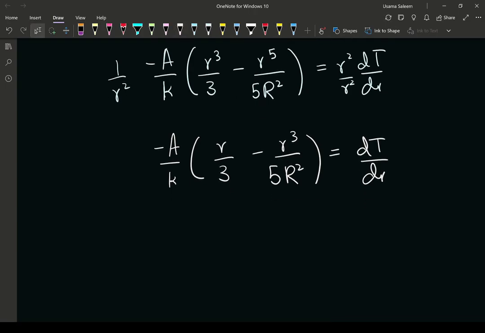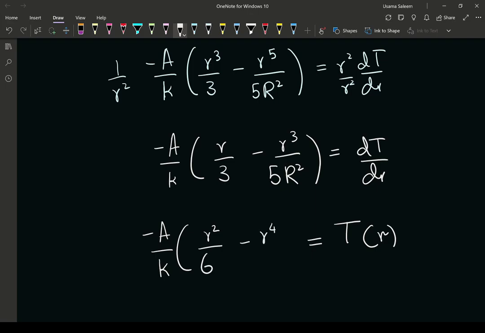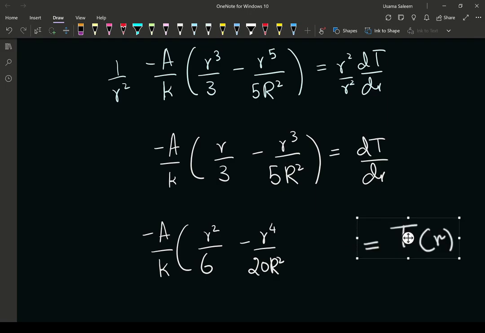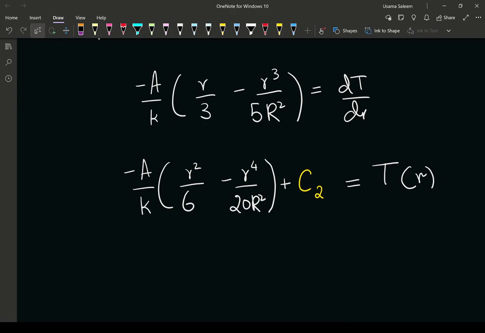So upon doing our last integration, on the right side we're going to get the temperature as a function of r equal to negative a over k times r squared divided by 6 minus r to the power 4 divided by 20r squared. And you know what, I'm going to push this aside a little, plus the second constant of integration. Okay, so I've already used my boundary condition 1.